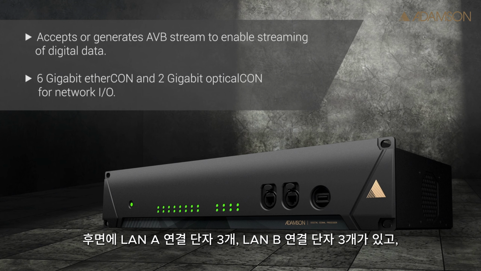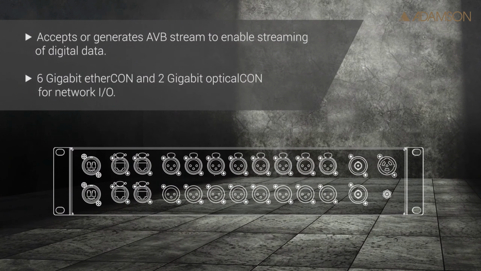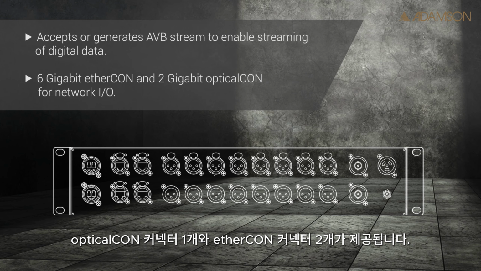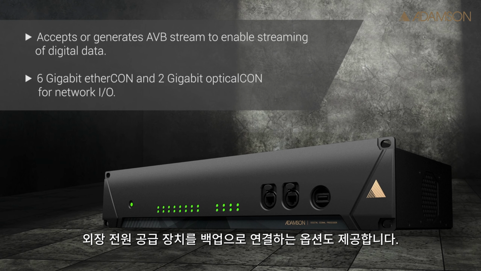We have 3 connections for LAN A on the back, 3 connections for LAN B, and then a LAN A and a LAN B connection on the front. On the connections on the back, you have 1 optical CON connection as well as 2 EtherCON connections for each LAN. Also, it comes with a redundant power supply. So you have an internal power supply as well as the option to connect a 12 volt external power supply as backup.